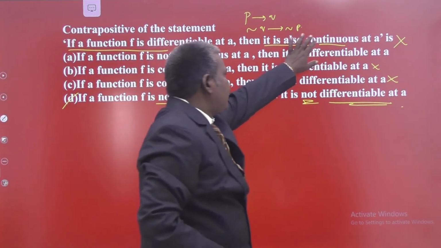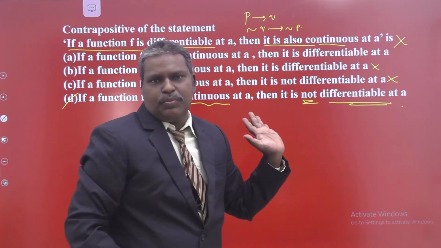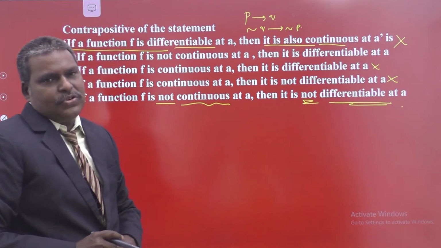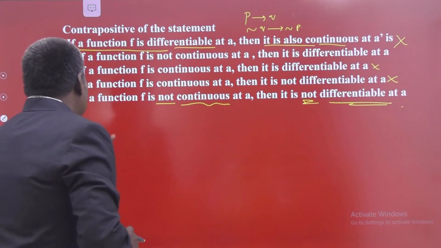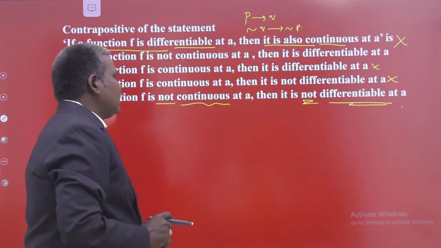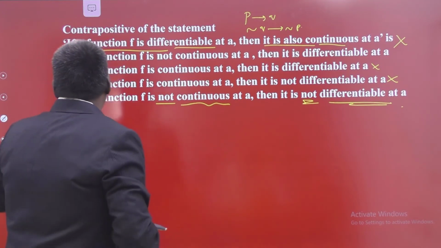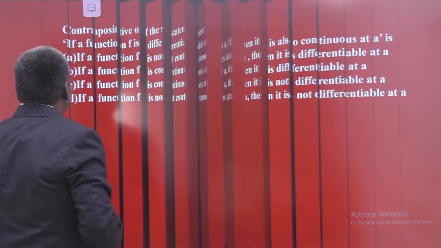So the statement will be here and the statement will be here, and not will be present for both. So P implies Q is the statement, negation of Q implies negation of P is its contrapositive. So this is the contrapositive. If a function f is not continuous at a, then it is not differentiable at a. Okay. Let us move on to the next question.